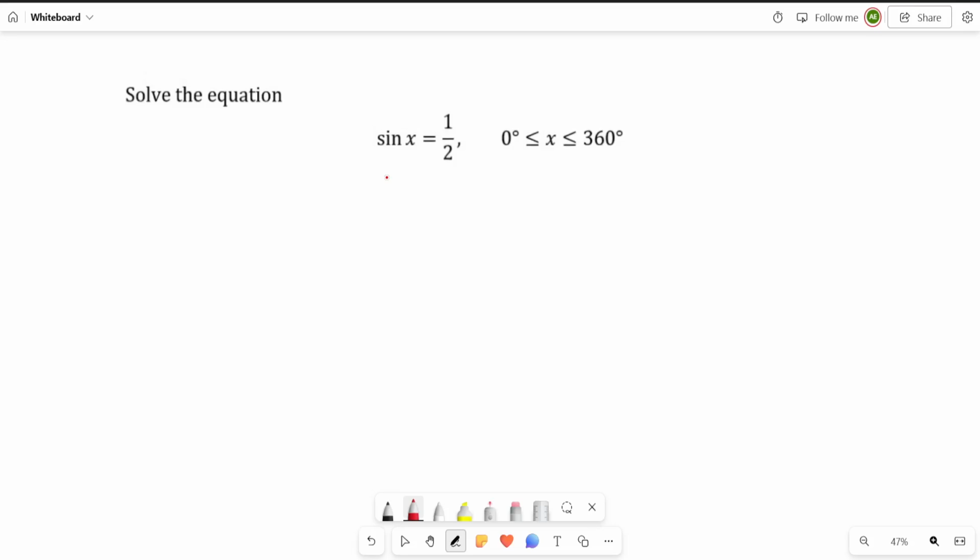For the first equation, we have something that tells me to solve this trig equation. This trig equation goes by sine x equals a half for this range, and I can see that my range is in degrees, so I'll make sure that my calculator is set to degrees for me to solve.